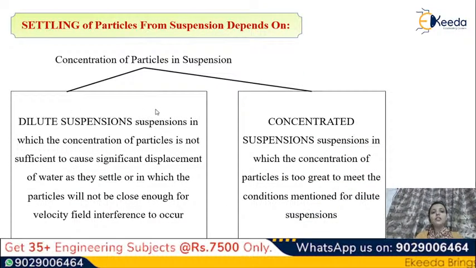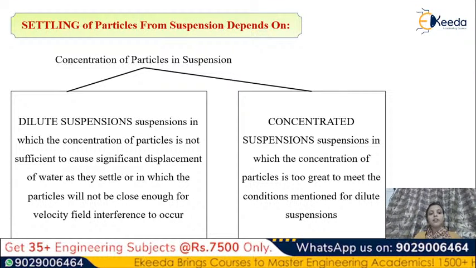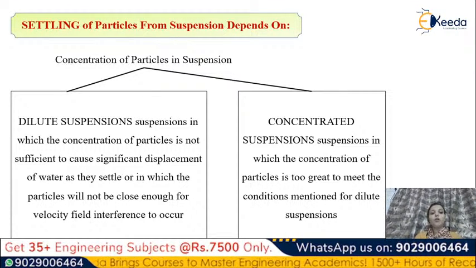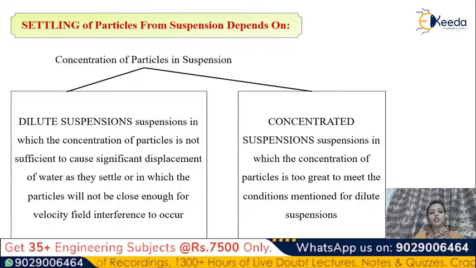So next is concentration of particles in suspension. First is dilute suspension and second is concentrated suspension. What is dilute suspension? A dilute suspension is one in which the concentration of particles is not sufficient to cause significant displacement of water as they settle, or in which the particles will not be close enough for velocity field interference to occur. That means short circuiting will not occur in dilute suspension because the water is in a dilute state, so it is not concentrated in nature.